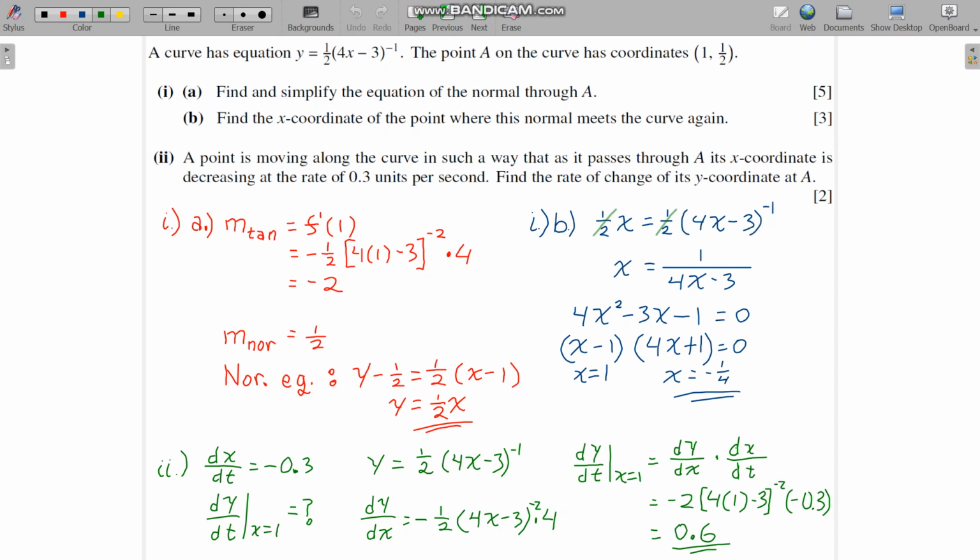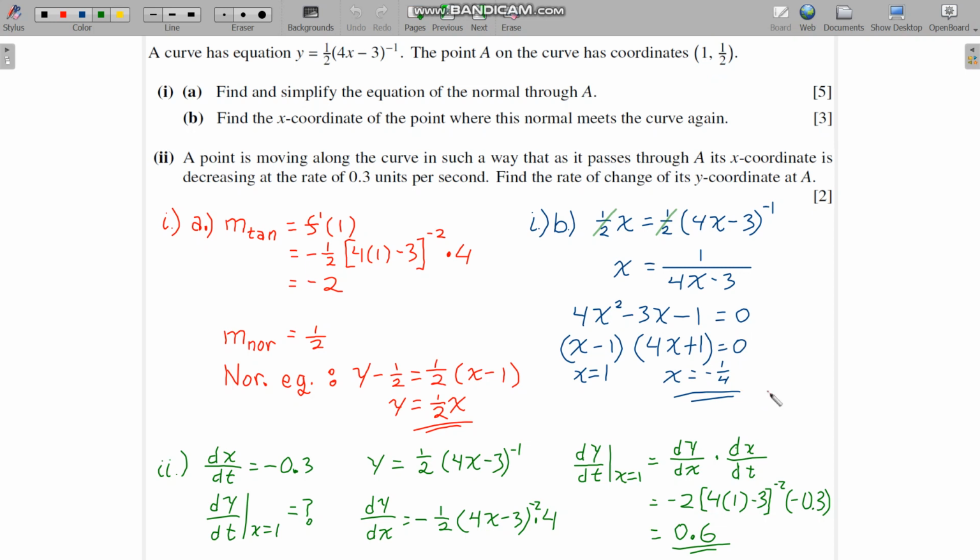We can cancel out 1/2. To the power of minus 1 means 1 over. We get a quadratic. We solve the quadratic, we get 1 and minus 1/4. Of course, we don't use 1 because 1 would be the original point A here. So we need the other point, so x equals minus 1/4.